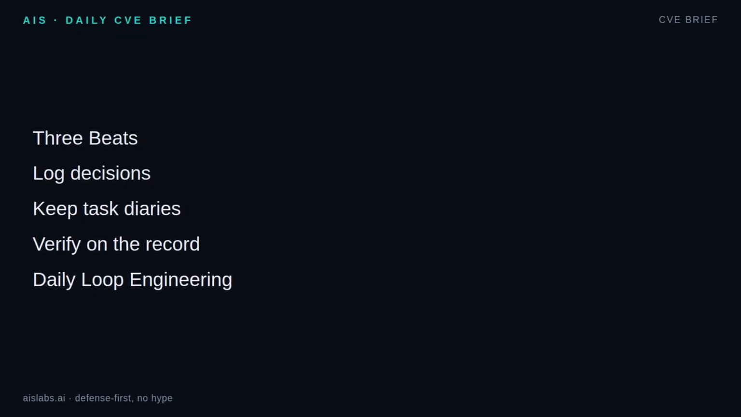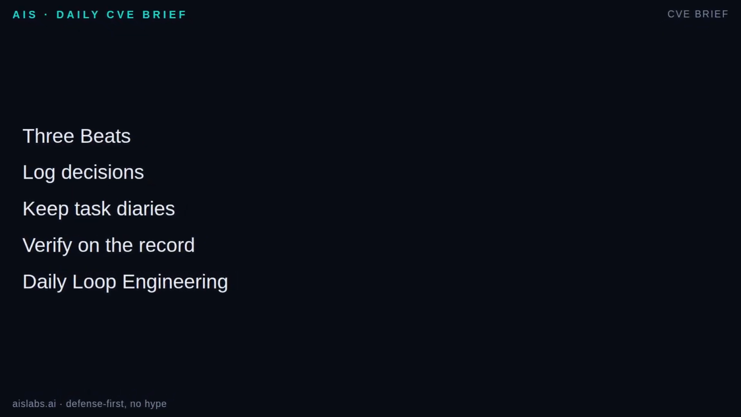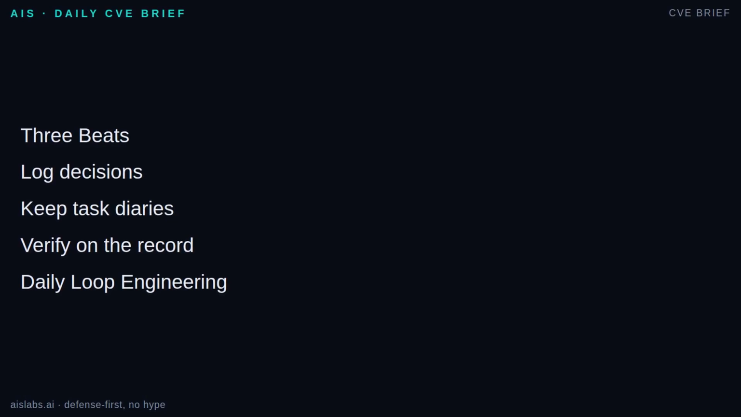3 beats to keep. First, log the decision, not just the action. The bug often lives in the choice, not the tool call. Second, keep a diary per task. One giant stream turns incidents into archaeology. Third, make verification results first-class events, because checks drive routing and stopping.